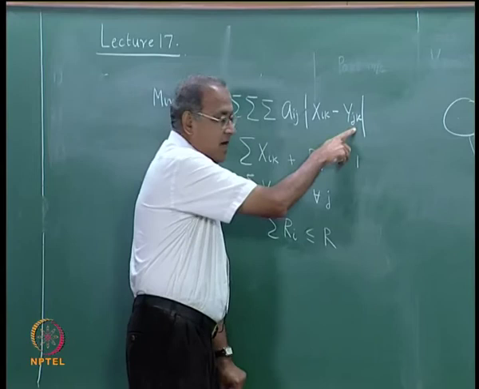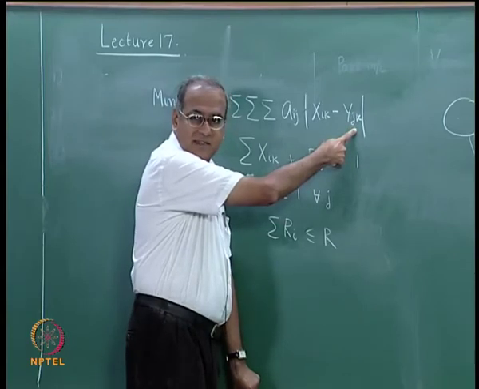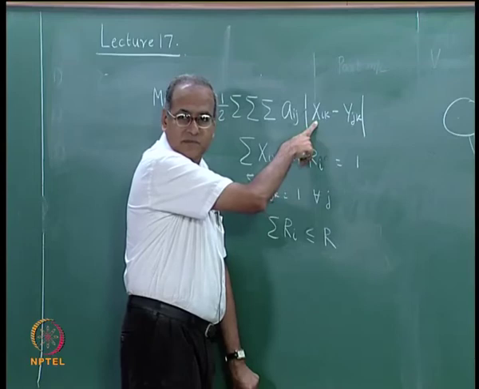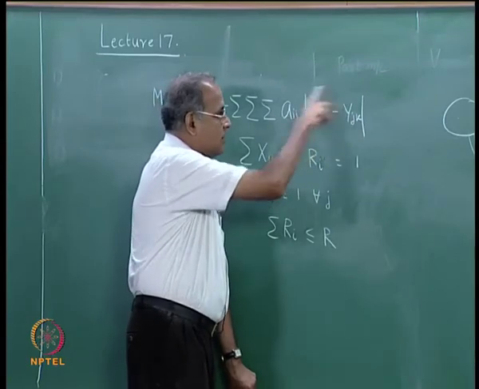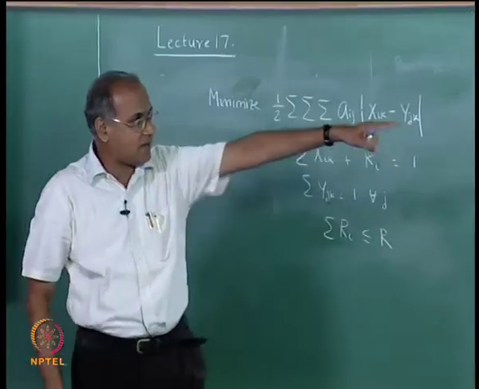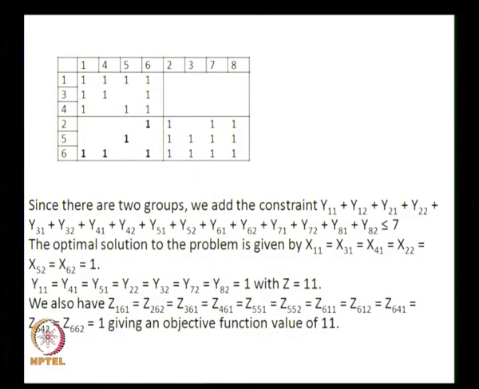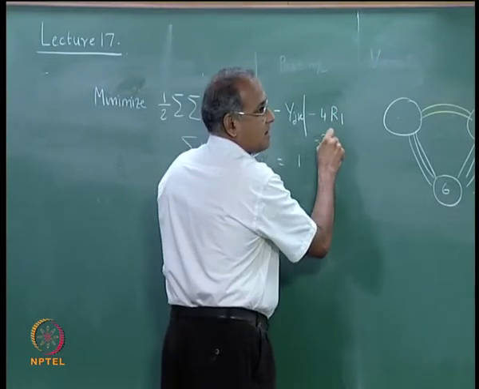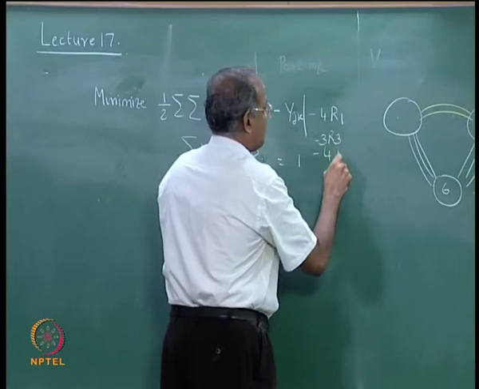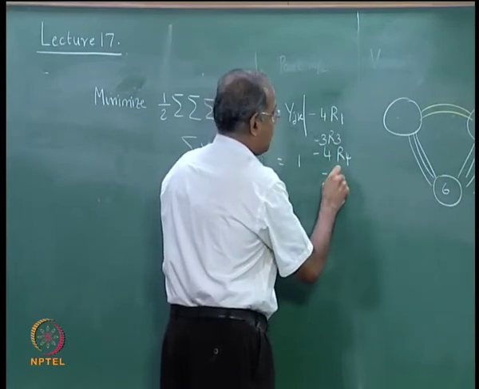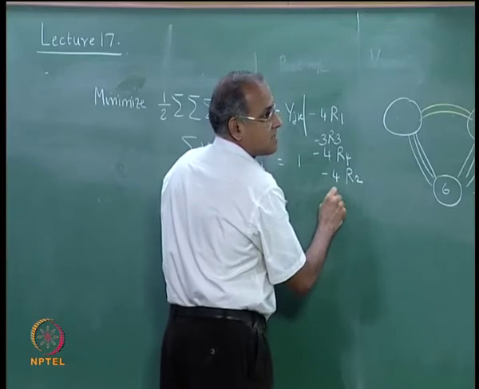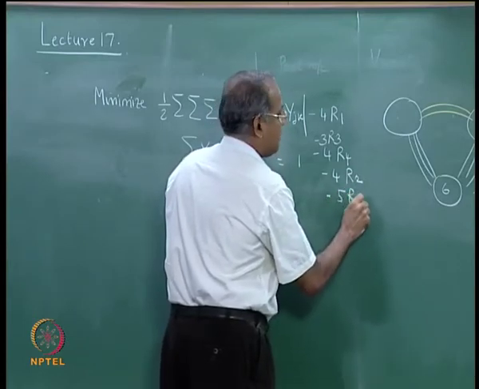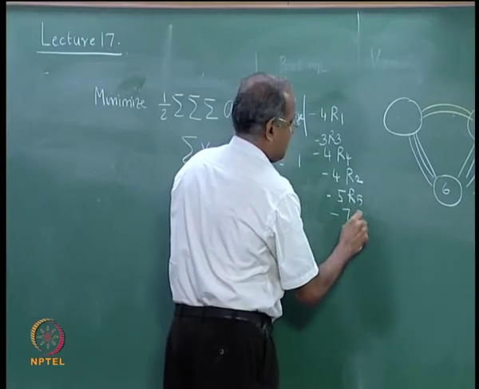Now, the corresponding parts are going to be assigned to cells, this is going to be 0. Therefore, this is going to overestimate it, or it is still going to add those 7 inside. So, we should now do like we did earlier. So, we will do minus 4 R 1 minus 3 R 3 minus 4 R 4 minus 4 R 2 minus 5 R 5 minus 7 R 6.